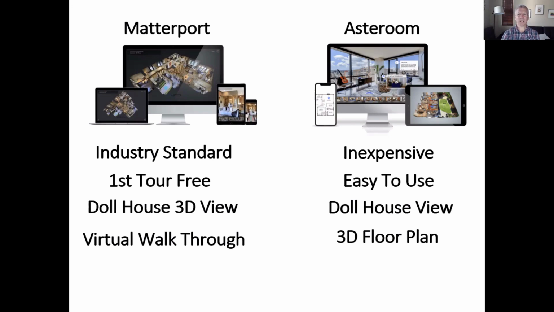The other tool that I really like is called Asteroom. It's inexpensive, it's easy to use. You create a quick and easy 3D photo of the property, and then you can create a dollhouse view similar to Matterport, and it will also create a 3D floor plan for you as well. Both tools are extremely easy to use. Again, Matterport is kind of the industry standard. After your first tour, they do get a little bit more expensive, and Asteroom allows you a lot more storage. So if you have multiple properties, it's a lot less expensive over time.